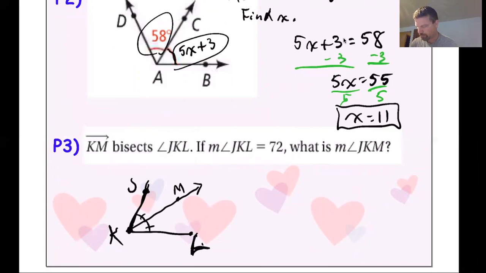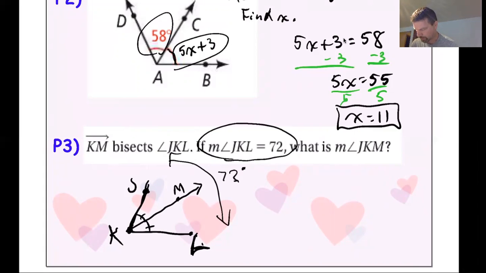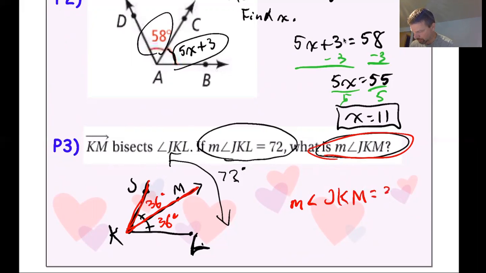And then it told me if JKL is 72, so if the whole angle is 72 degrees, what is JKM? Well, JKM would be that one. So that's just exactly half, right? So the whole thing's 72. I want just half of that because I had an angle bisector. So half of 72, that's 36. This would have to be a 36-degree angle, and that would have to be a 36-degree angle. The measure of angle JKM equals 36 degrees.